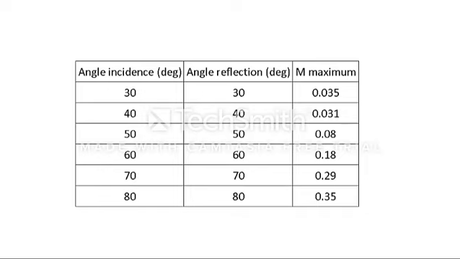As shown, the intensity of the light varies as the angle of incidence changes. The angle of incidence and reflection are directly related. The angle of incidence is always the angle of reflection and vice versa. This is an important law of reflection.